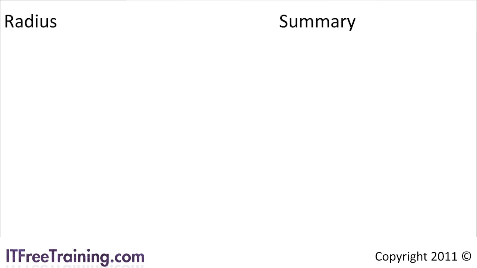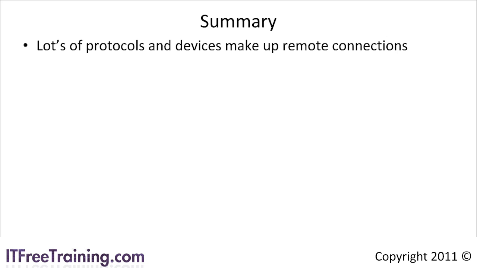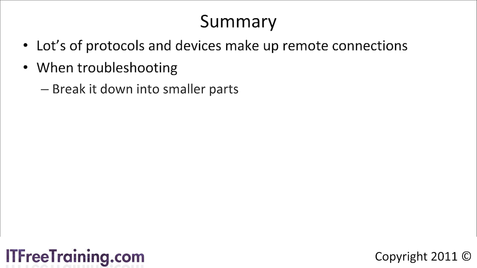When you start configuring your network for remote access, remember, a lot of protocols and devices are used when a remote connection is made. This means there are a lot of places where problems can occur. When troubleshooting, break the problem down into smaller parts. Can you ping the other side? If so, the connection is fine. The problem may be with authorization.